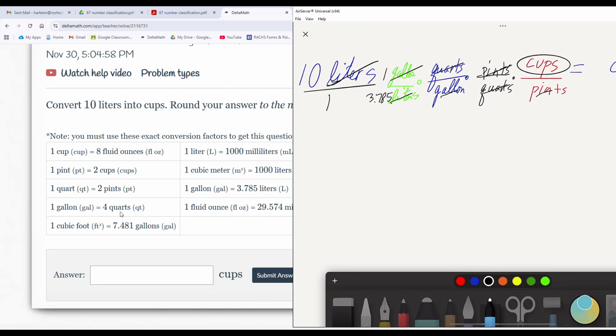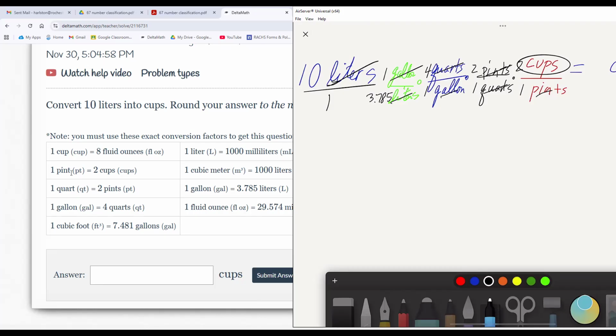1 gallon is equal to 4 quarts. And then I'm going to say 1 quart is equal to 2 pints. And then finally, I'm going to say 1 pint is equal to 2 cups. So now I've got the conversion factors.